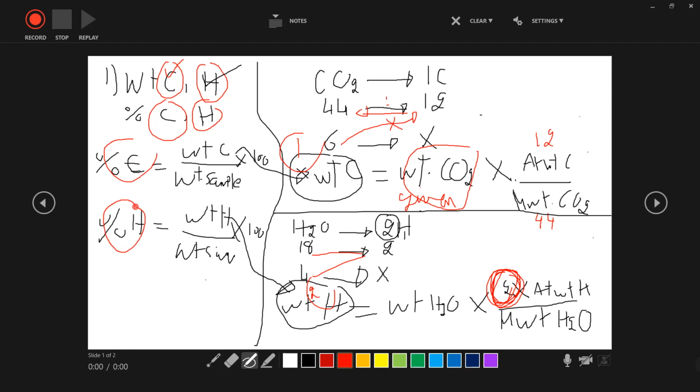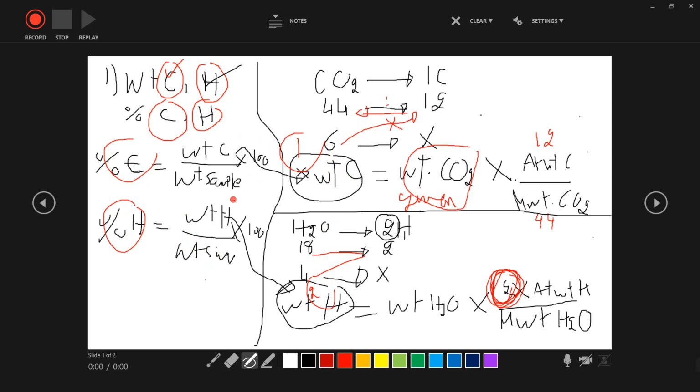Finally, I want to tell you something. In order to make sure that you are working good and right, after finding the weight of carbon and the weight of hydrogen, you should add weight of carbon plus weight of hydrogen. Weight of carbon plus weight of hydrogen must be equal to the weight of sample that is given in the problem. Also, percentage of carbon plus percentage of hydrogen should be equal to 100. If these two weights do not equal the weight of sample, and if these percentages do not equal 100, then there can be an error in your calculation.